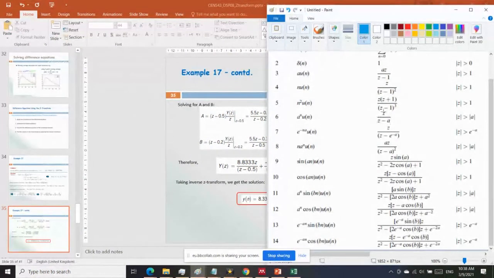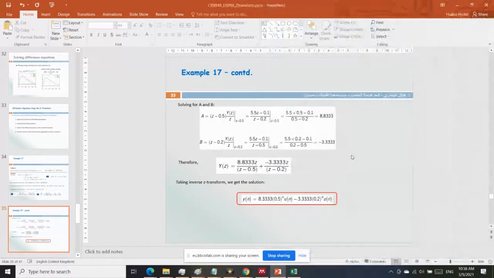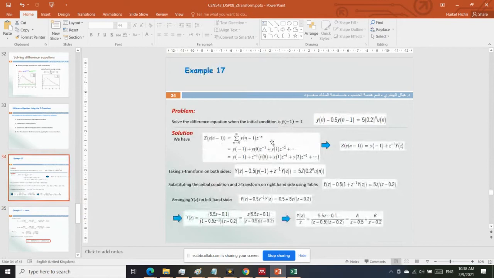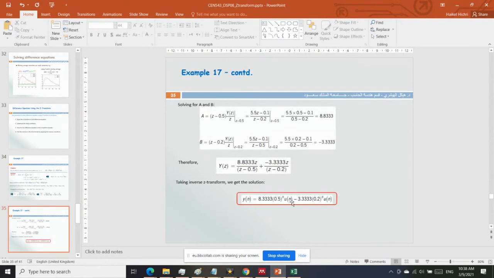Yes, number 6. It gives us a to the power of n u[n], where a is the number here. So that's why it's 0.5 to the power of n u[n] with the constant, and here the constant and this 0.2 to the power of n u[n]. Clear? You saw how we started from the difference equation, and in the end we found what is u[n], what is y[n] now.